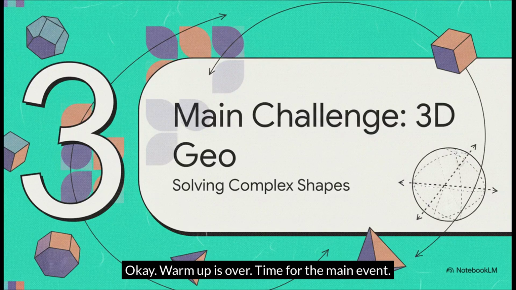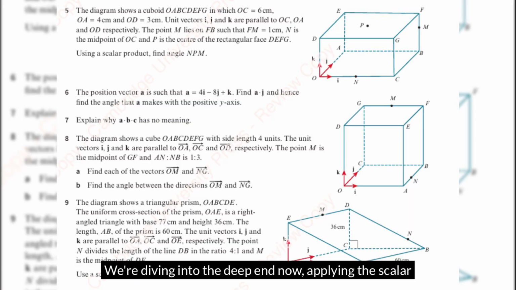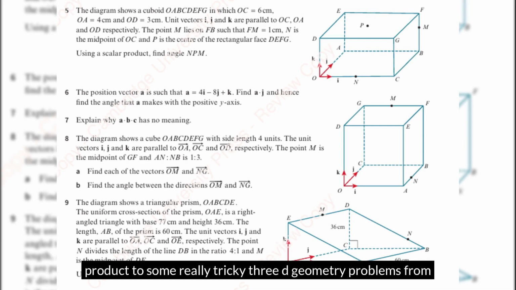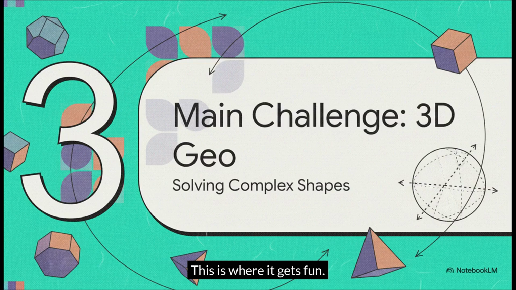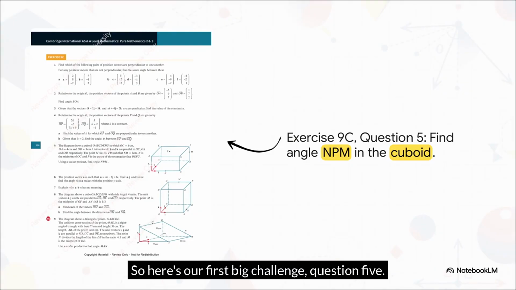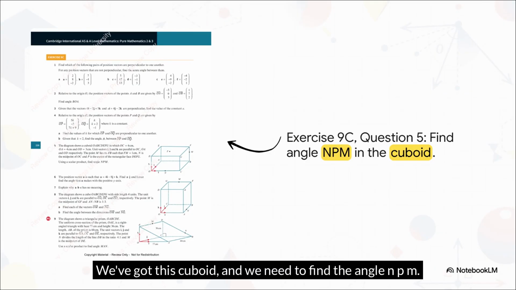Okay, warm-up is over. Time for the main event. We're diving into the deep end now, applying the scalar product to some really tricky 3D geometry problems from exercise 9C. This is where it gets fun. So here's our first big challenge, question 5. We've got this cuboid, and we need to find the angle NPM.